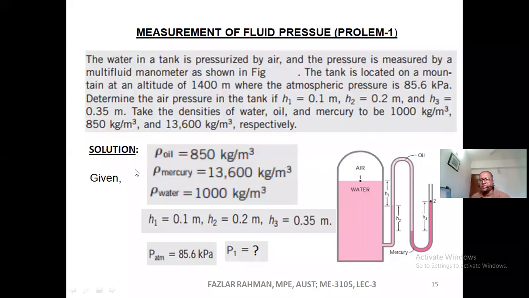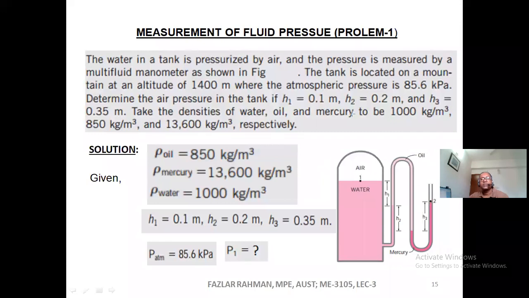How can we solve this problem? Okay. It's saying a water tank is pressurized by air, and the pressure is measured in the tank. You would like to measure the pressure by a multi-fluid manometer. That means in this manometer, you look carefully. This is the same fluid as the tank. Then right over here is a different type of manometer fluid, oil. And right over here is mercury. And right over here, point 2 is exposed to the atmospheric pressure.